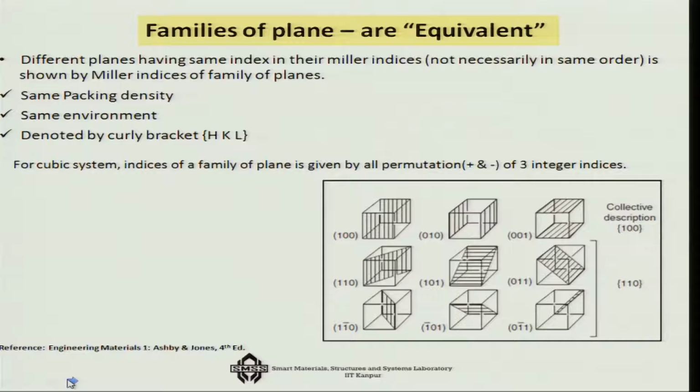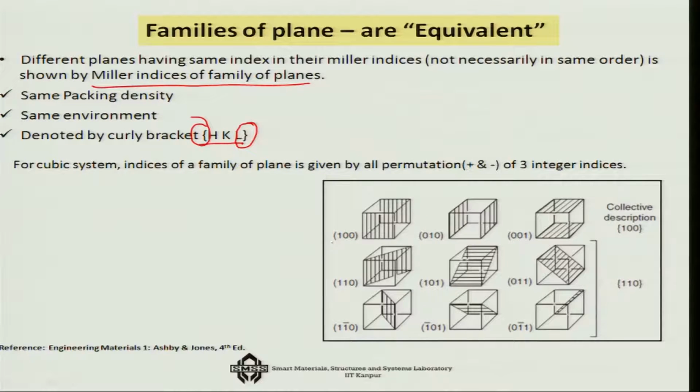Now, there are families of planes which are actually equivalent. Different planes having the same indices in their Miller indices, of course, not necessarily in the same order, are shown by a family of planes. That means you use a curly bracket. Essentially they indicate planes which may have the same packing density or the same environment. Say, for example, if you look at all the edges of the cubic crystal structure.